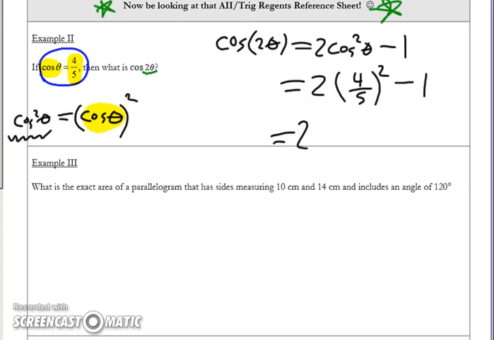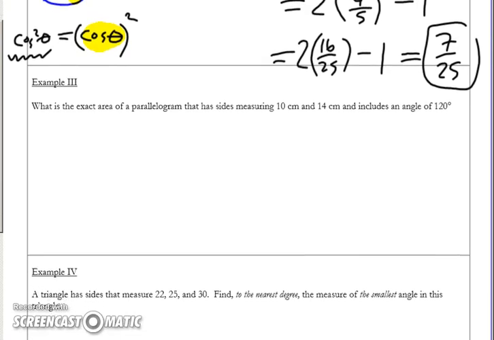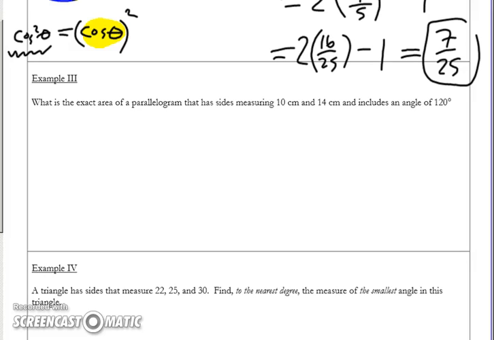At this point, it's pretty straightforward. You guys should be able to do this just fine. 4/5 squared is 16/25, minus 1. 2 times 16/25 is 32/25, minus 25/25 is 7/25. Check my work, but I think that's right. All right. Moving on to example 3.